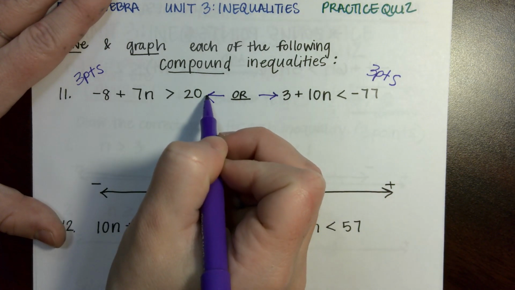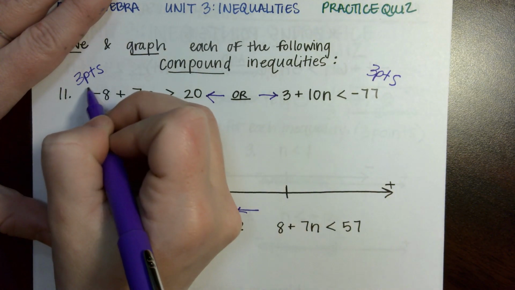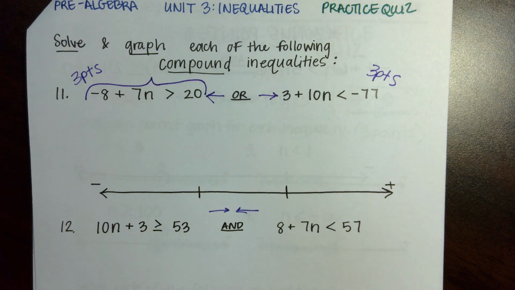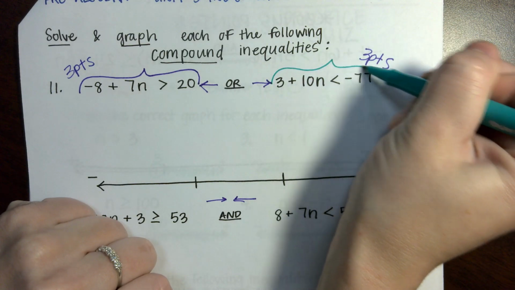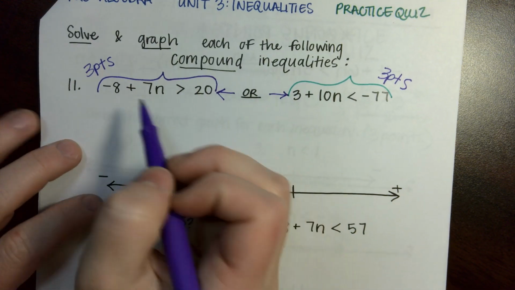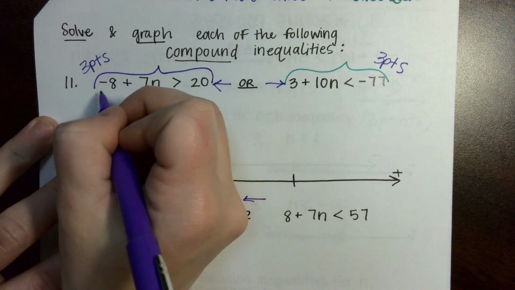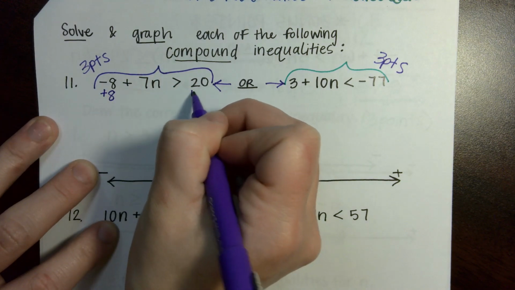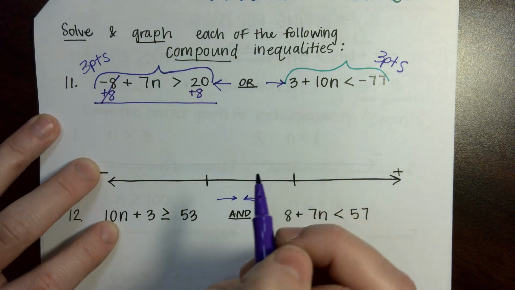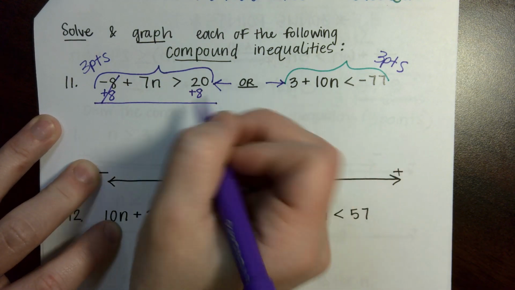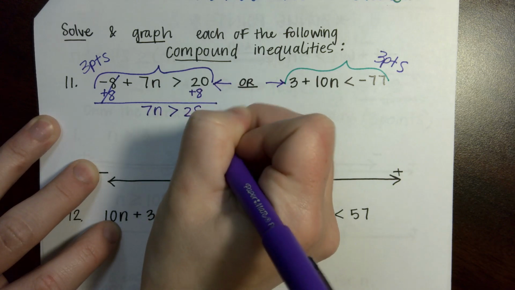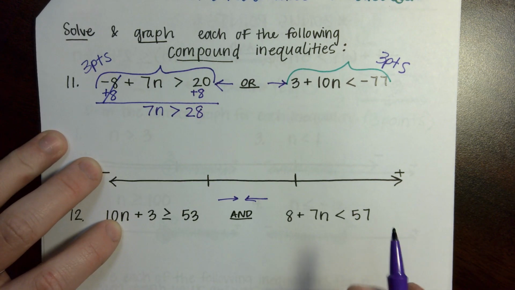I'm going to make this side purple just so I can see the colors. I'll make this side green. Okay, let's do the purple one first. What's my first step here? Yes, add 8 to both sides. My 8s will cancel, and what does that leave me with? 7n is greater than 28.